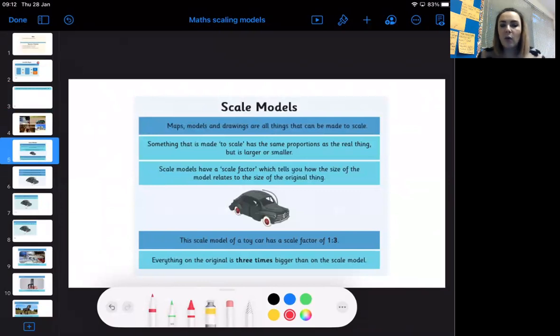Scale models have a scale factor, which tells you how the size of the model relates to the size of the original thing. This scale model of a toy car has a scale factor of 1 to 3. Everything on the original is 3 times bigger than on the scale model. Let's investigate this a little further.